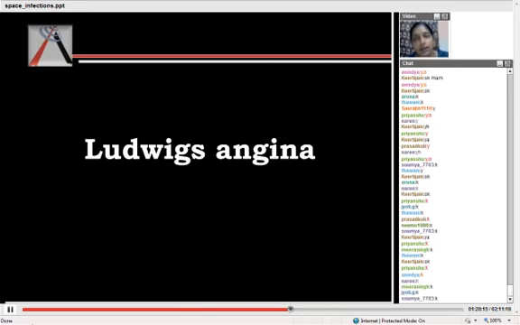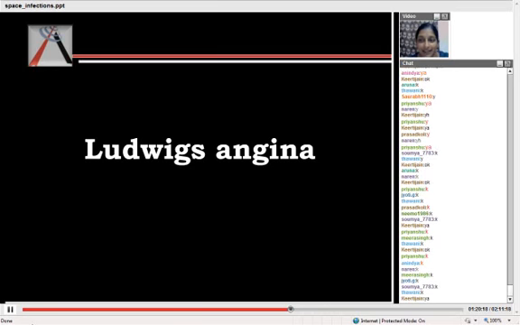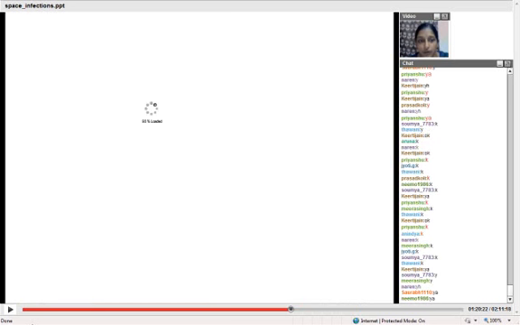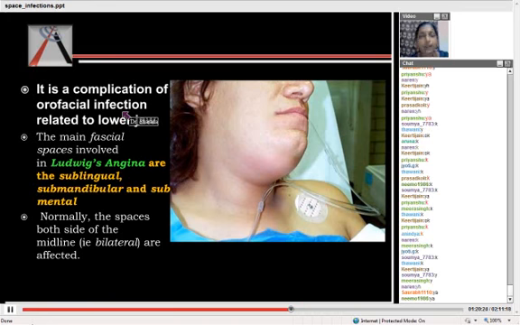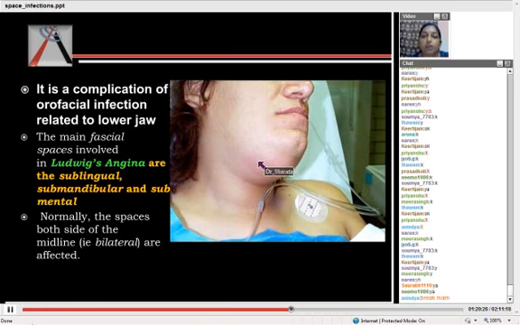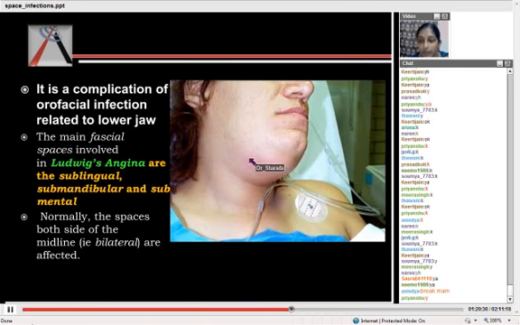So we know what is Ludwig's angina, everyone? We'll just go through this. Complication of an orofacial infection related to the lower jaw. Basically we are talking about the floor of the mouth when you talk of Ludwig's angina.